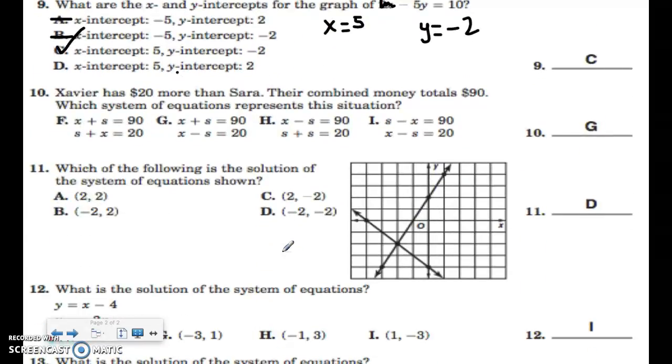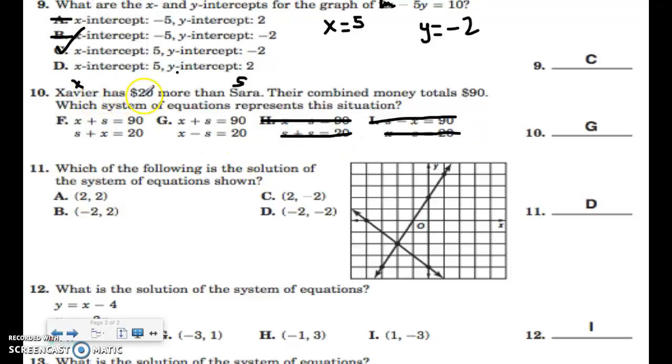Number 10. Xavier is $20 more than Sarah. Their combined money totals $90. Which system represents that? Okay, so first of all, combined money totals $90. That means that x plus s should equal 90. Oh, that one says minus, so that can't be it. And those say minus, so that can't be it. Neither one of these. All right, next.